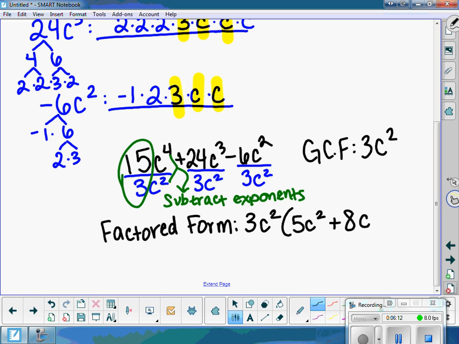And then do the same thing with the negative 6. So negative 6 divided by 3 gives us negative 2. And then the c squared. We have c squared divided by c squared. So those two cancel. And we get our answer here: 3c squared times 5c squared plus 8c minus 2. So that's an example of finding the greatest common factor and factoring a polynomial.